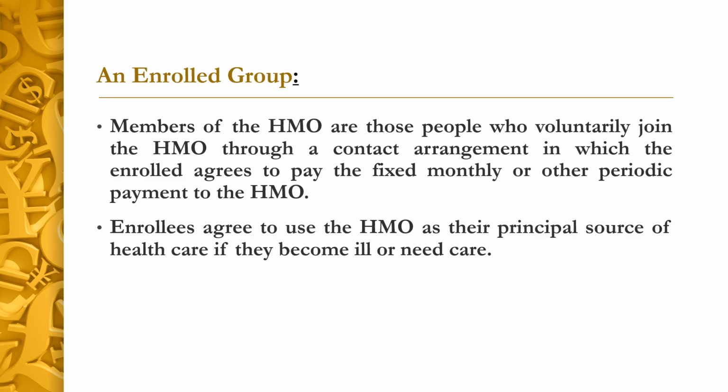Who are involved in the HMO group? As I said, we have an enrolled group. Members of the HMO are those people who voluntarily join the HMO, that is Health Maintenance Organization, through a contract arrangement in which the enrollee agrees to pay a fixed monthly or other prepaid payment to the HMO. If they have agreed and have a contract agreement, only then will the HMO be authorized. Enrollees agree to use the Health Maintenance Organization as their principal source of health care if they become ill or need care.